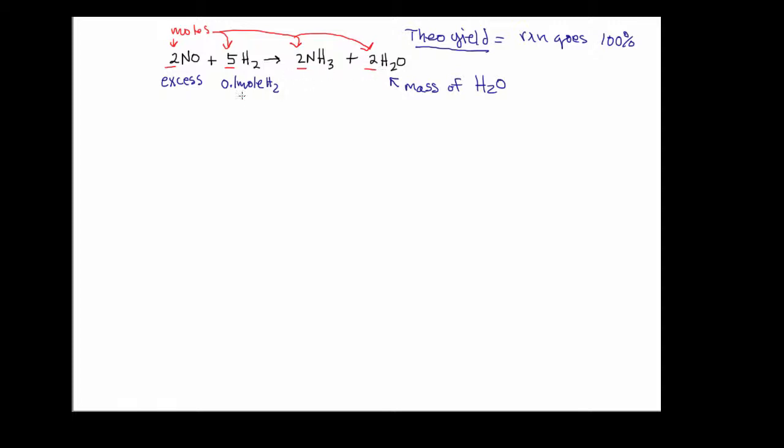So in any theoretical yield calculation, you're going to need to use the coefficients. To calculate the amount of water we're going to make, what I'm going to do is take the moles of H2 gas and pull them down over here and rewrite them.